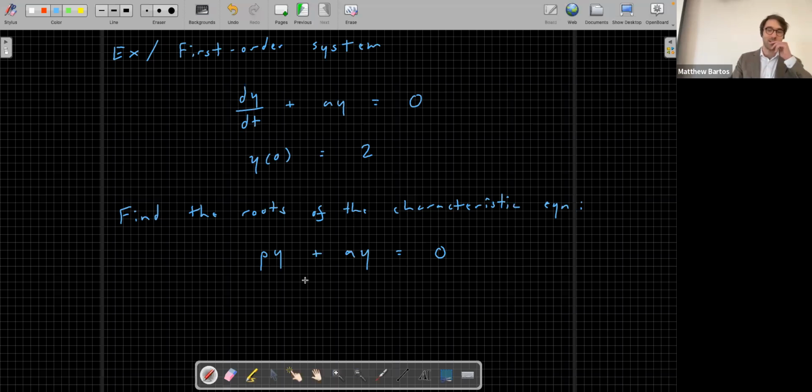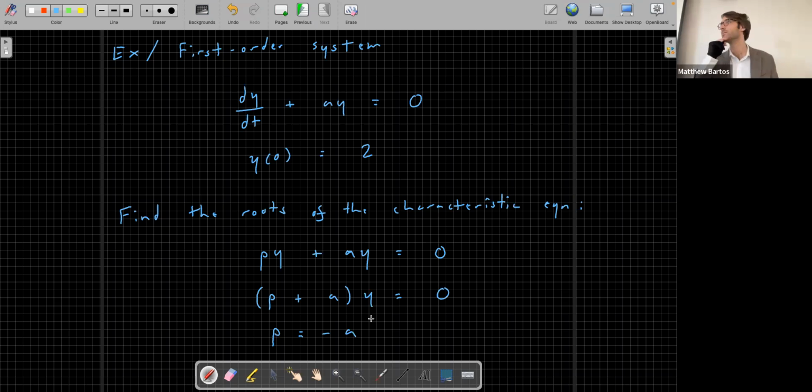Okay, so we can factor out y. We get p plus a all times y is equal to 0. And we need to find the root p that solves this equation. So what will the root p be equal to? Right, so p will be equal to negative a. Okay, are we done? No, we haven't used this piece of information yet. Okay, so let's go ahead.